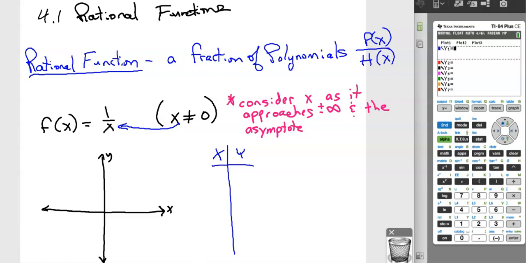This is 4.1, rational functions. A rational function is a function that has a fraction of polynomials.